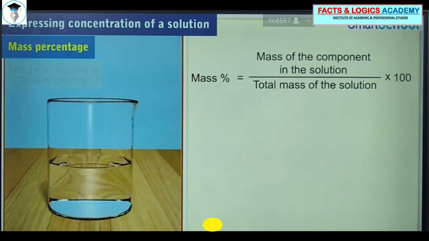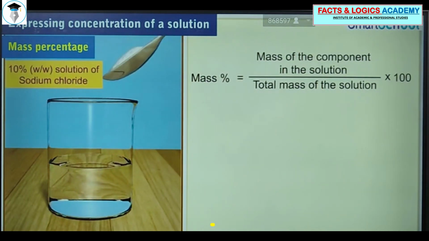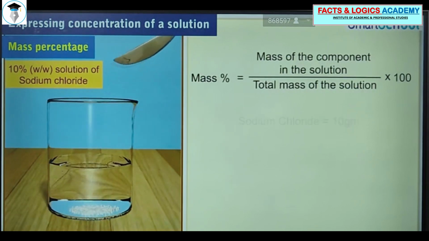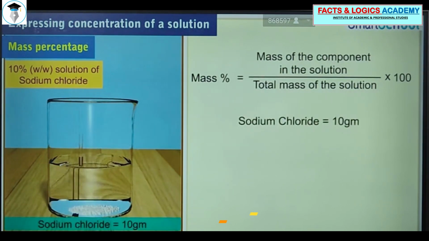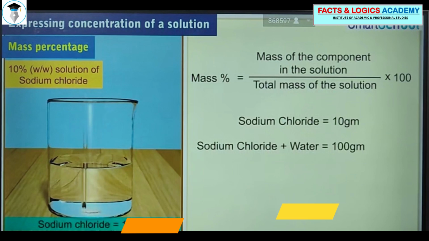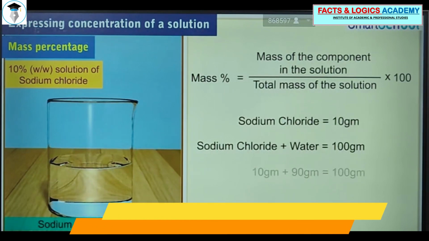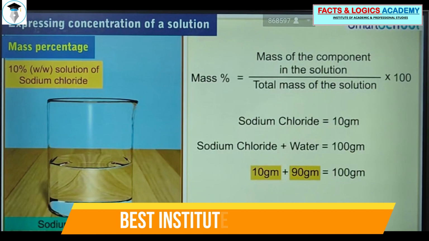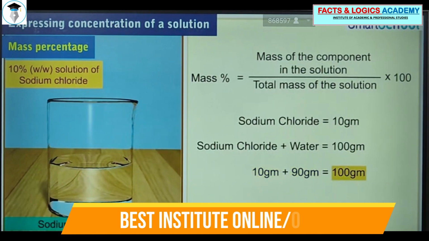For example, a 10% weight by weight solution of sodium chloride in water means that 10 grams of sodium chloride is present in 100 grams of the solution. Note here that 90 grams of water and 10 grams of sodium chloride make 100 grams of the solution.